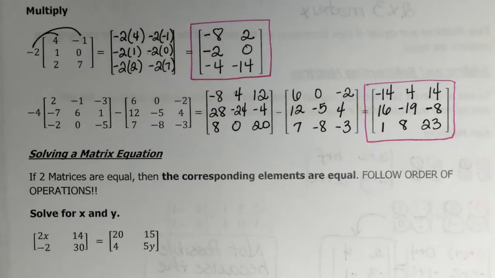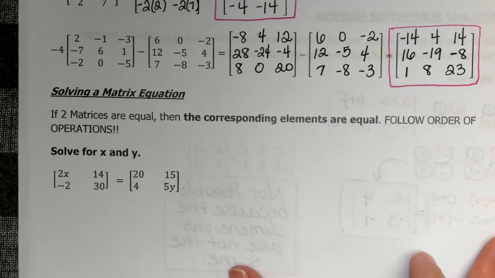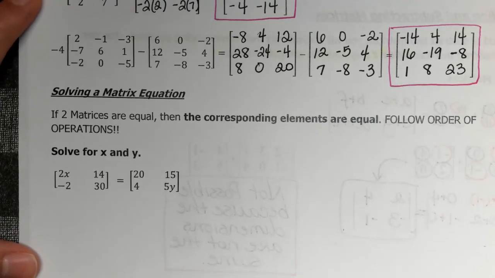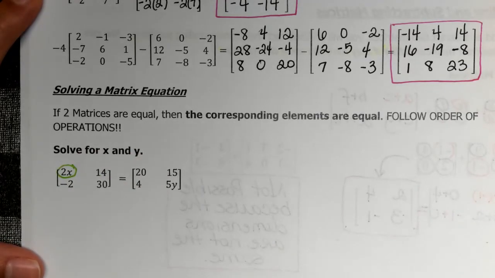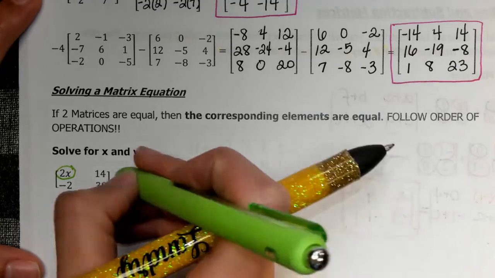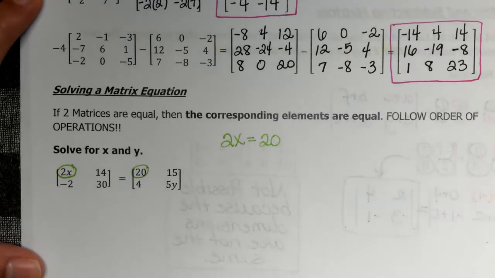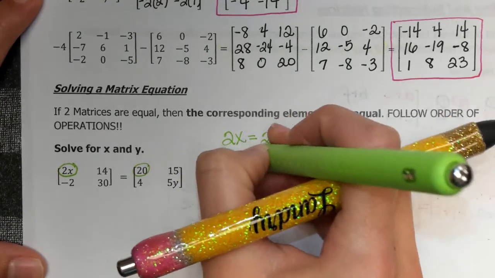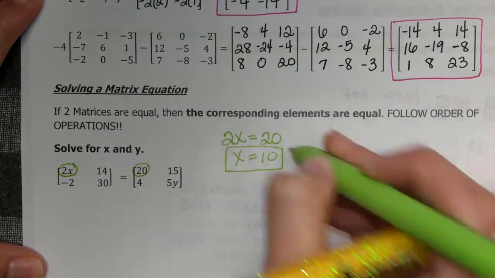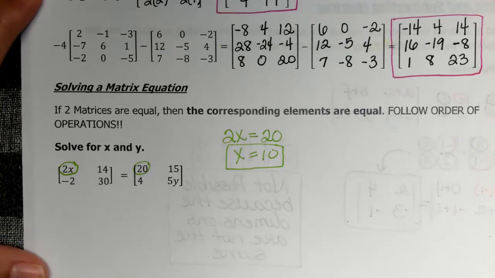Now, if I have two equal matrices and I have to solve for x and y, I'm going to use my corresponding equal elements to solve for my x and y. If I'm looking at my first matrix, I've got my x in my first row, first column. So what is its corresponding element? 20. So I'm going to take 2x and set it equal to 20. Alright, divide by 2, x is equal to 10. Hopefully you can see that. Okay, then I'm going to look at where is my y.